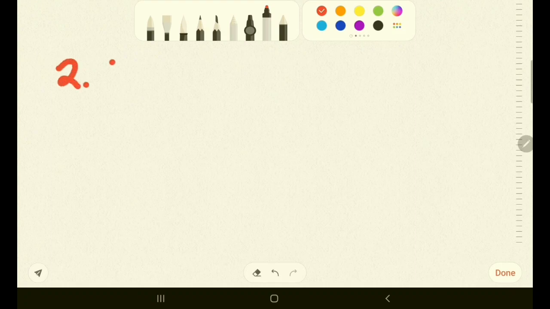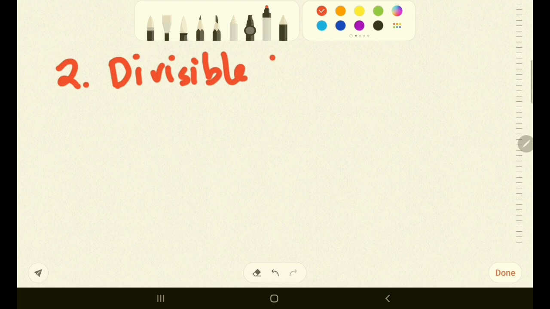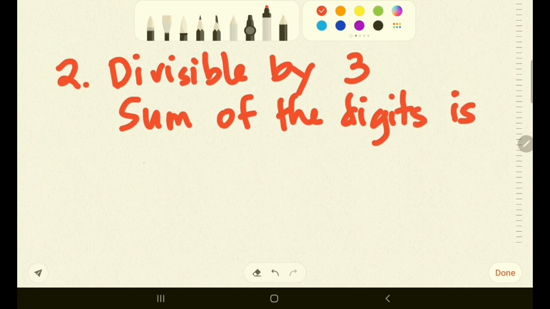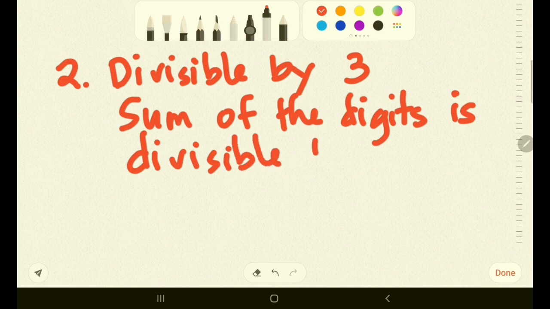Now let's have divisible by 3. What is the rule in testing whether a number is divisible by 3? Very simple also. The sum of the digits is divisible by 3. Okay, example.